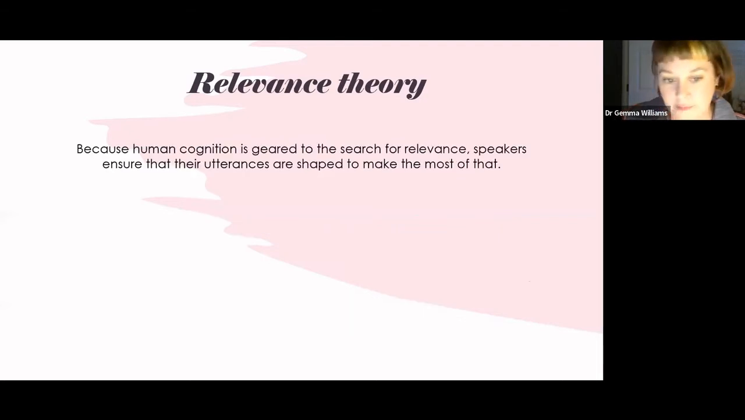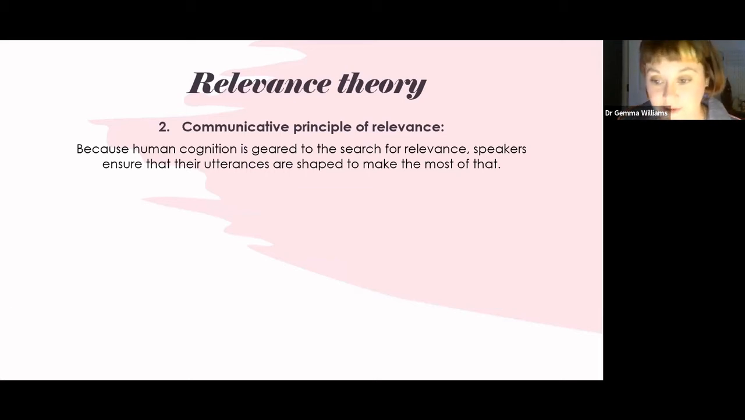So because human cognition is geared toward the search for relevance, we have the second principle in relevance theory, which is the communicative principle of relevance. Because human cognition is focused on seeking out relevance, relevance theory suggests that we implicitly know this, and we pick this up from infancy. And so as we develop as speakers, we ensure that our utterances, and utterances is just the technical word for things that you say or write, are shaped to make the most of it. So to get your listeners' attention, to give them something that's relevant, and we craft our utterances, or what we say, to be most relevant to our addressee.